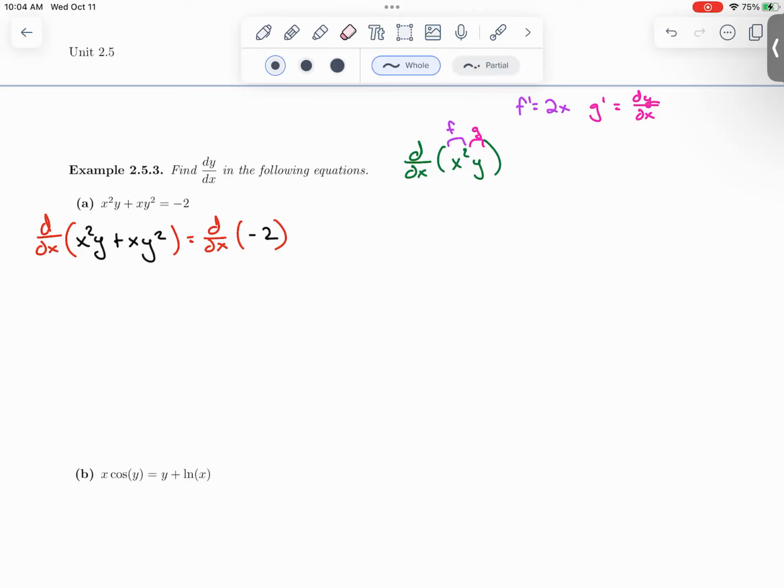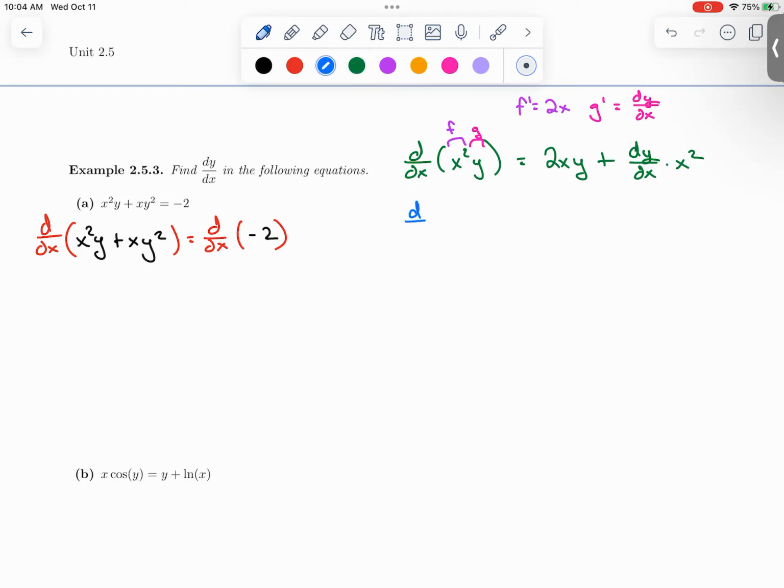So anyways, f prime is 2x, g prime, the derivative of y is y prime, so dy dx. So this would be f prime g, so 2xy plus g prime, so dy dx times x squared, g prime times f.